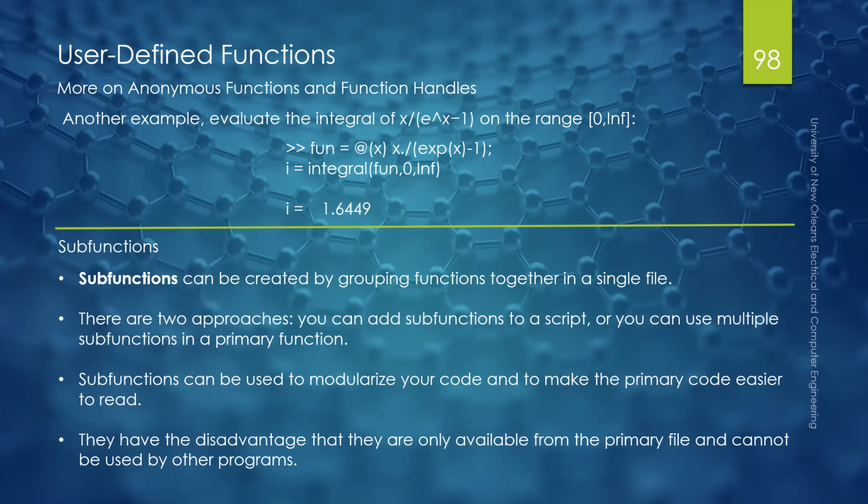They can be created by grouping functions together in a single file. There are two approaches to this. You can add subfunctions to a script, or you can use multiple subfunctions within a primary function. They can be used to make your code more modular and to make the primary code easier to read. They have this advantage that they're only available from the primary file and cannot be used by other programs. But they can be useful sometimes, and we'll see an example in just a minute.